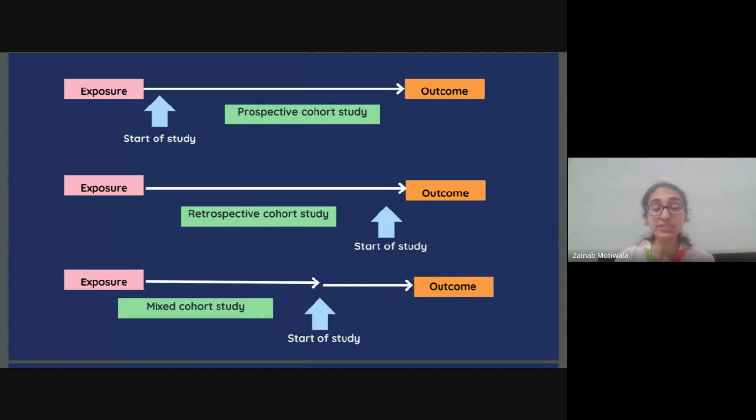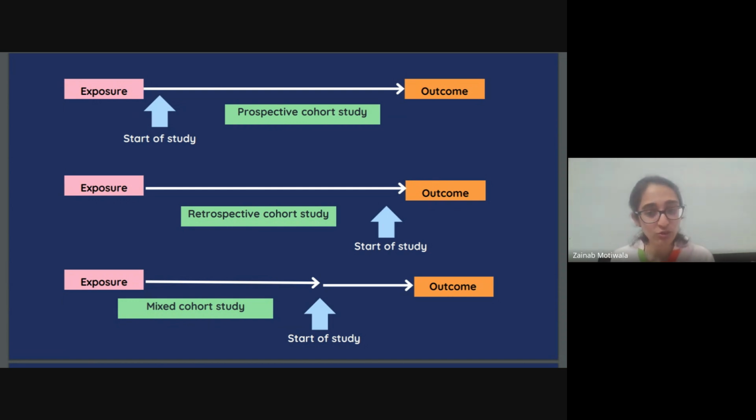Now let's talk about the types of cohort studies. This is something that we discussed in the second session, but let's recap this concept. In general, cohort studies are always forward-looking, that is, from exposure to outcome, and therefore you can always see the arrow going from exposure to outcome. Now, these three types are based on time and not on the study design itself. In a prospective cohort study, we go from exposure to outcome in the future. So it's prospective with respect to time.